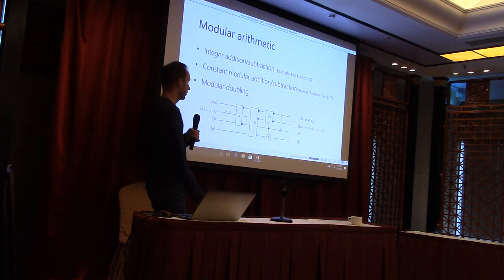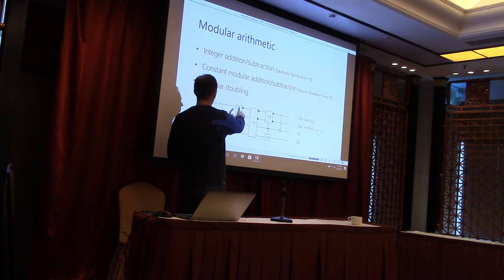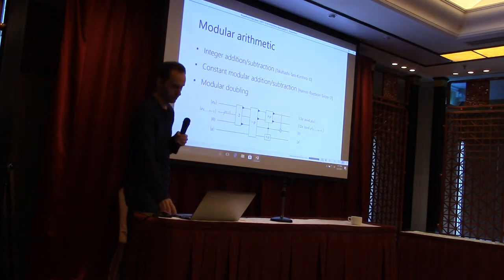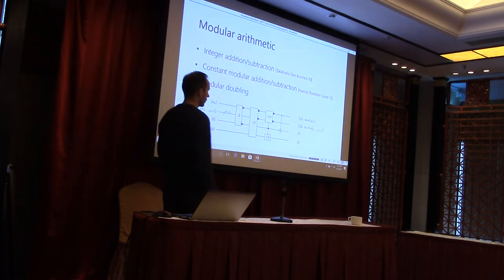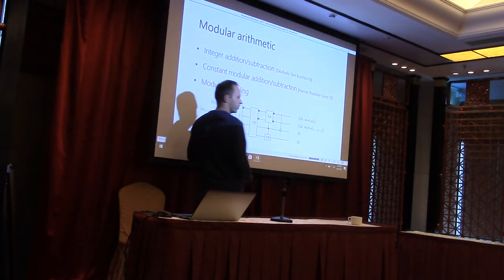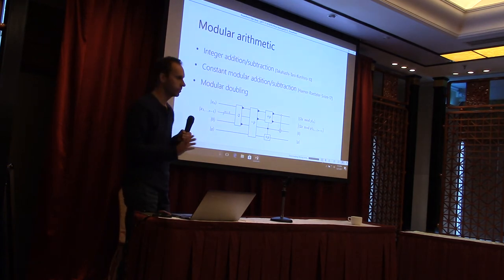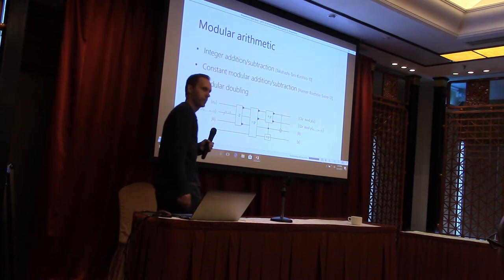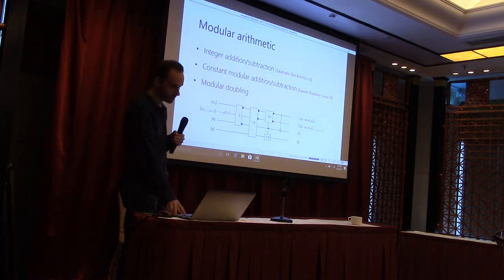For the doubling, you can do some optimization here. You don't have to do the addition. It's just the shift here to get the times 2. And for an odd modulus, you can just look at the last bit in the end, whether you have subtracted p or not, because it's supposed to be even if you didn't subtract p. Otherwise, it's odd.